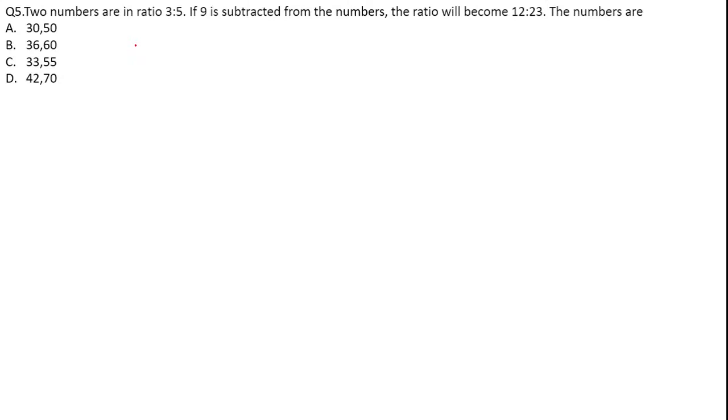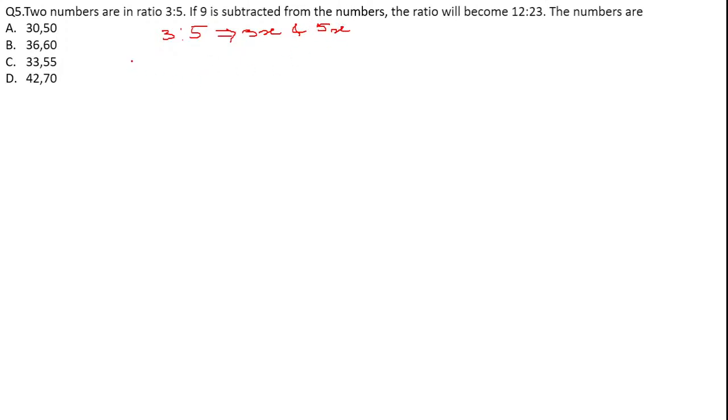Let's see next question. Basically this is a ratio and proportion question. So two numbers are in ratio 3:5. If 9 is subtracted from the numbers, the ratio will become 12:23. We have to find the numbers. So the options are A 30:50, B 36:60, C 33:55, D 42:70. So basically let's consider they have given 3:5. So let's consider we have two numbers 3x and 5x. Correct?